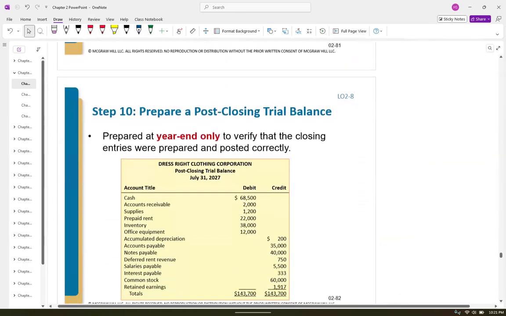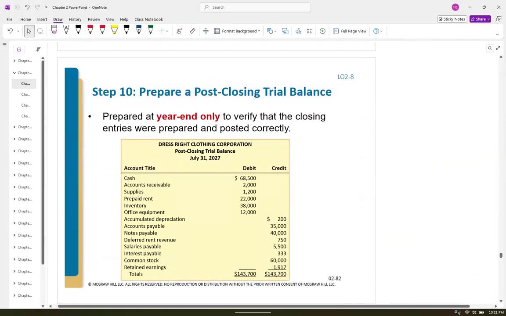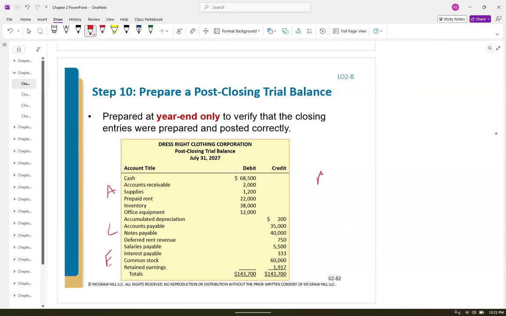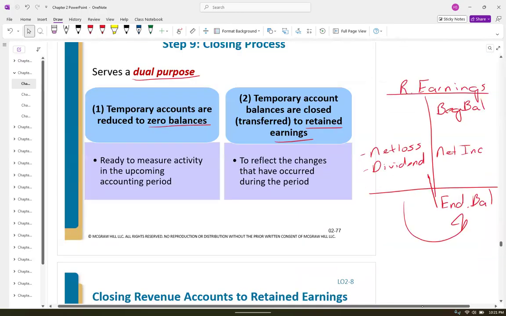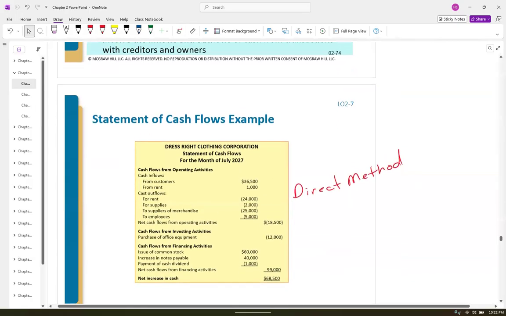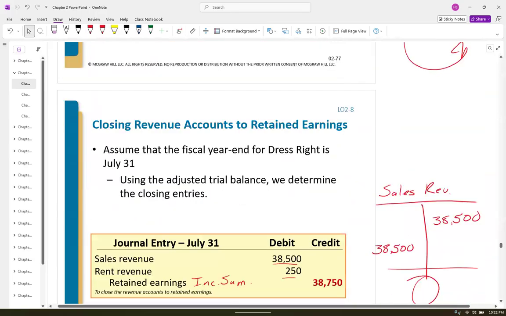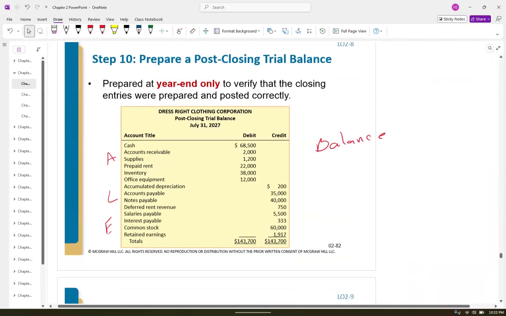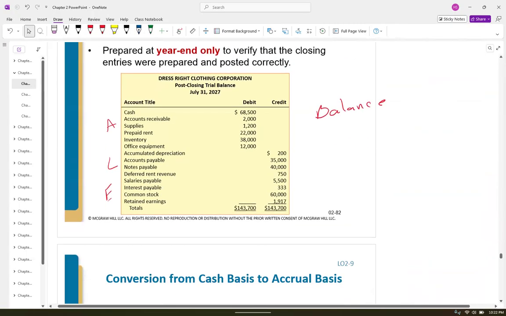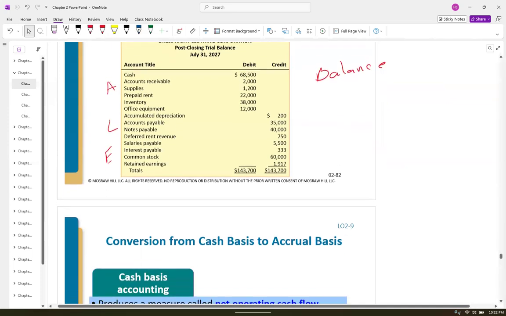Okay. Then they want you to prepare a post-closing trial balance. I don't know that anybody actually does this because if you do, the only thing left is your assets, liability, and equity. What is that? That's your balance sheet. So it's basically your balance sheet. I think we could probably grab that total from the balance sheet right there. Okay. So they throw it in here as a step, but I don't think a lot of people actually prepare a post-closing trial balance because it's going to look exactly the same as the balance sheet.